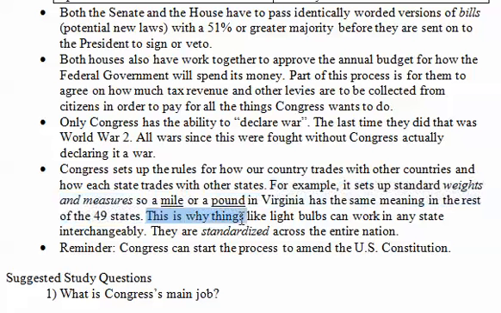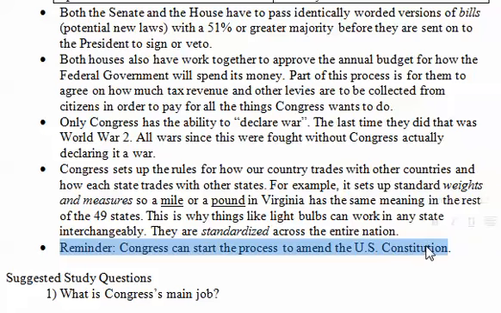This is why things like light bulbs can work in any state interchangeably. If we didn't have these rules, there might be one way of having certain light bulbs in Tennessee, and Maryland would be completely different, and you'd have to change them at the borders. No, we don't do that because Congress regulates this. This is called standardization. So things are standardized across the entire nation because Congress writes those rules. It's called interstate commerce.